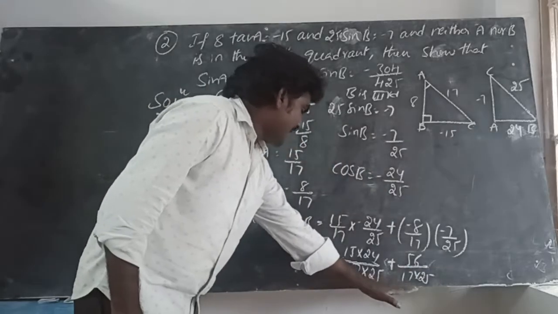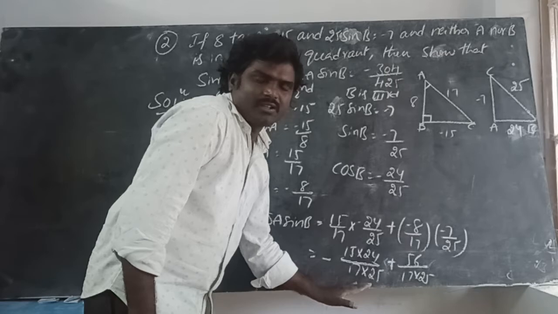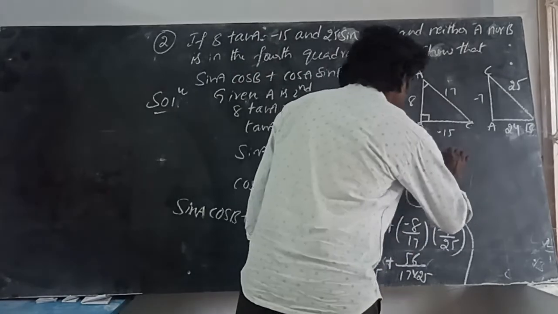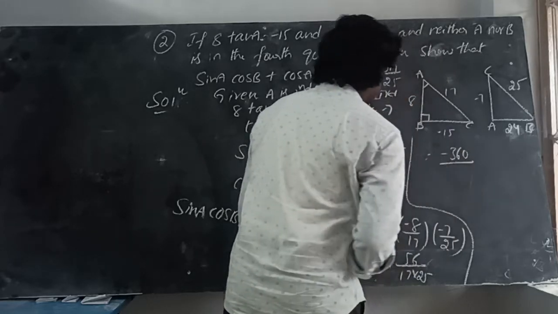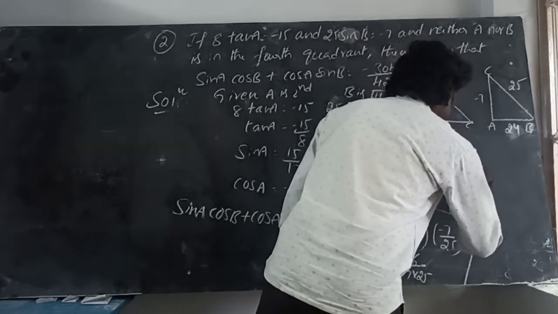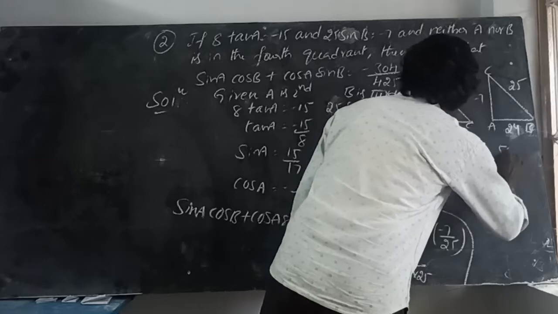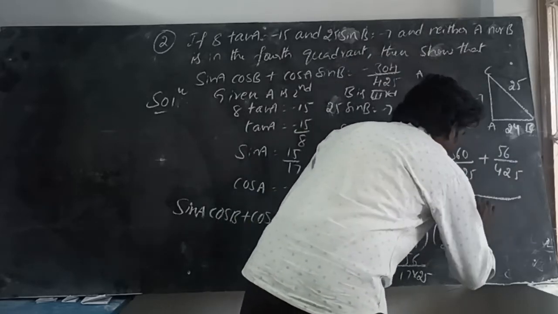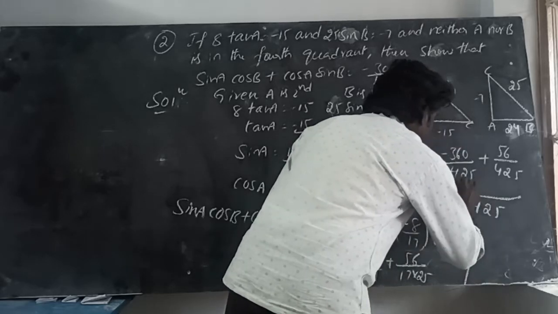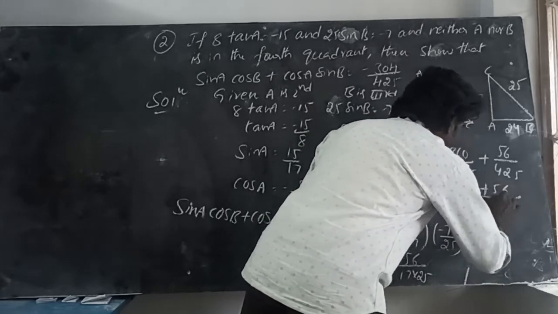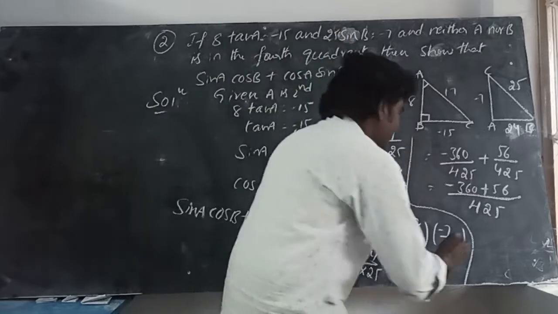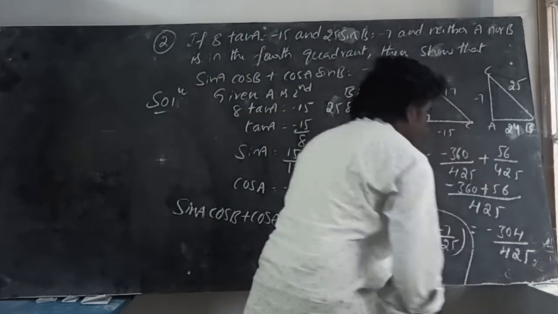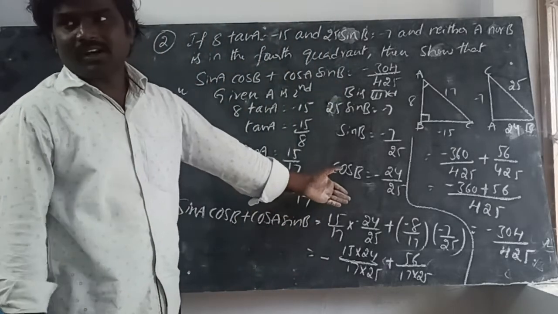Okay, these two are like fractions. Minus 360 by 425 plus 56 by 425. Write the common denominator. So minus 360 plus 56, that is minus 304 by 425. That is the RHS. LHS is equal to RHS.